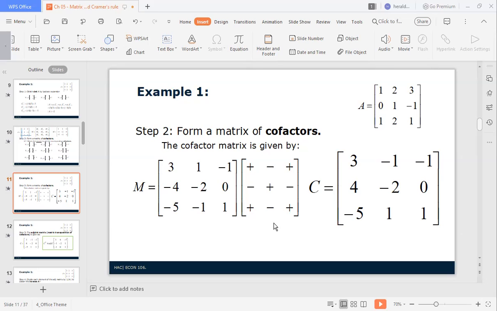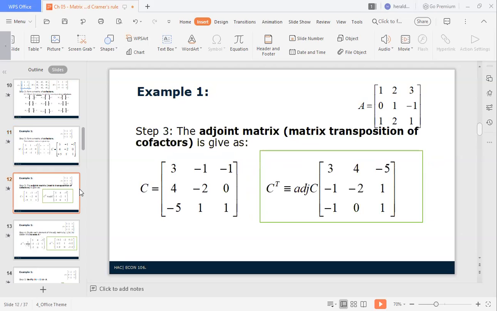By the way, class, I am not doing any matrix multiplication here. What I'm only doing is just attaching the signs. So again, how do we transform a minor to a cofactor? For example, 3 times positive 1 is 3. 1 times negative 1 is negative 1. Negative 1 times positive 1 is negative 1. And also do the rest of the rows. Okay, and that's how you transform minors to cofactors.